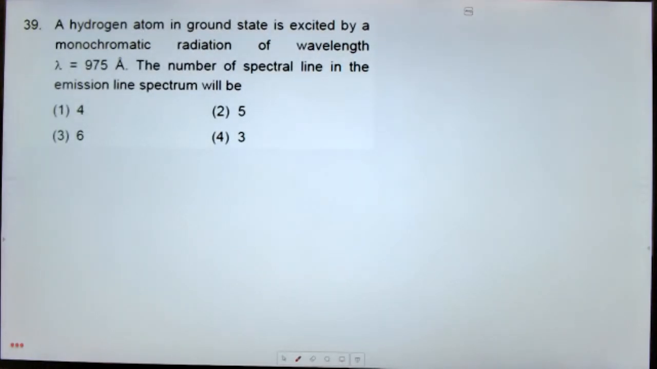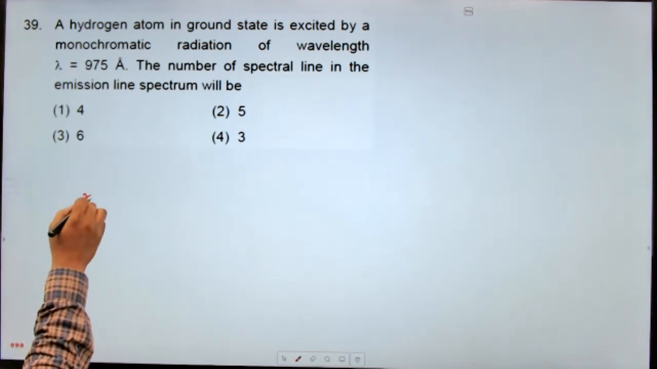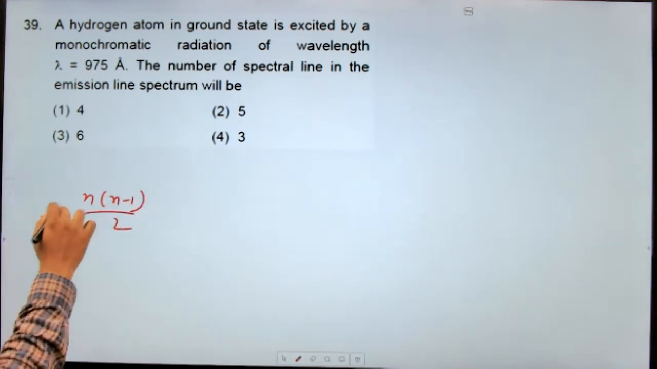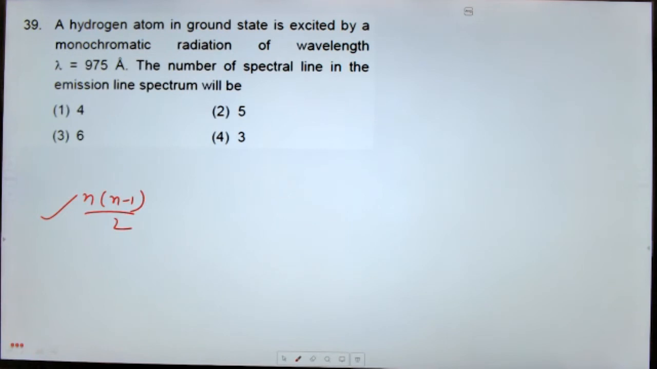Next one. A hydrogen atom in the ground state is excited by monochromatic radiation of wavelength 975 angstroms. Then the number of spectral lines in the emission spectrum is? So the wavelength you got is 975. First we have to calculate the n value, that is, from which state it is coming to the ground state. If you know n, then the number of spectral lines equals n into n minus 1 by 2. This is the formula for the number of spectral lines emitted due to the transition from the n state to different states.